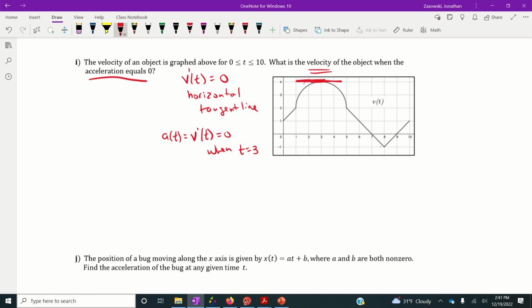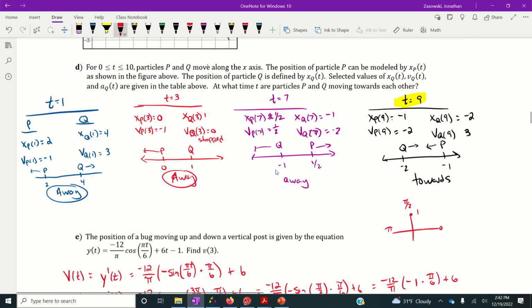We want to know the velocity at that point. So v of 3 is just equal to the y value on the graph, and that y value hits here. So v of 3, I should say, is just equal to 4. That's it. That's our answer. Okay? So we use the horizontal tangent line to figure out when the acceleration was equal to 0, and then we plug that value into our function, or just check what the y value is on the graph for our answer.